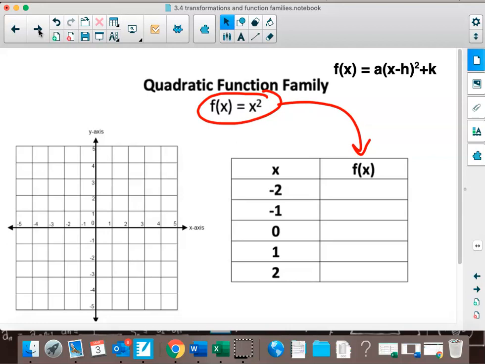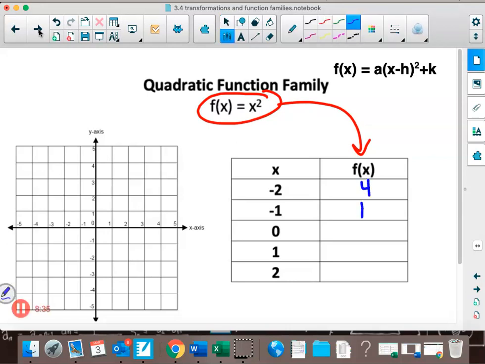All right, what is negative 2 squared? 4. What's negative 1 squared? What's 0 squared? 0. What's 1 squared? What's 2 squared? 4. All right. I like that, it's a palindrome. That is actually a really nice way to think of what's called y-axis symmetry. So, negative 2, 4, 2, 4. If we graph those 5 dots and connect the dots, we get this kind of a U shape.